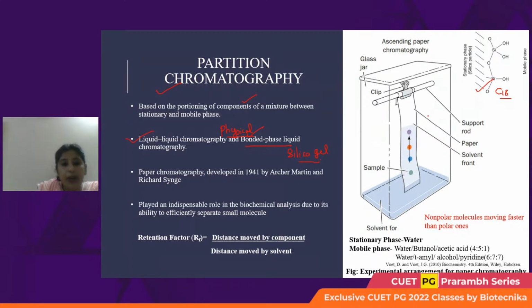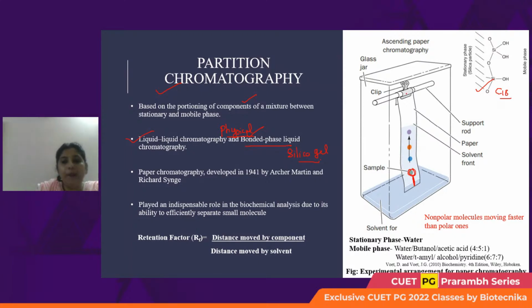So how does paper chromatography work? You have a sample, and you will first prepare a solution. Let's say you want to separate plant leaf pigments, so you will prepare a leaf extract. And you will apply the sample on this strip of filter paper, which is made up of cellulose. You will apply the sample 2 centimeter above the end, so you can see we have left some space over here. A few drops of sample you will apply, and then you will allow it to dry.